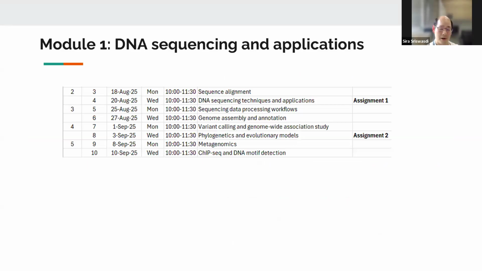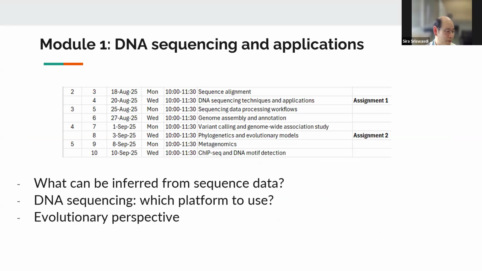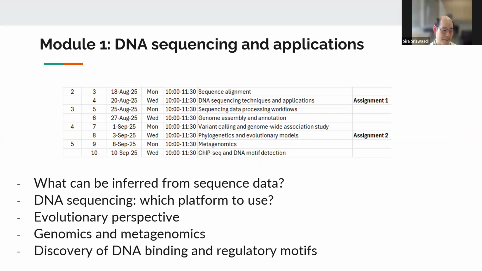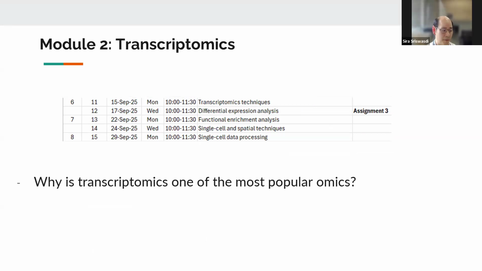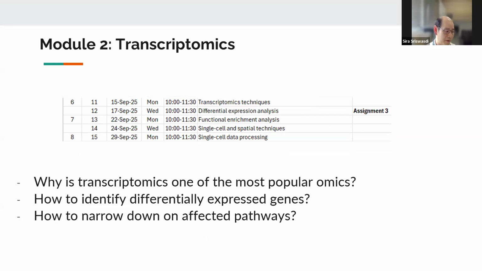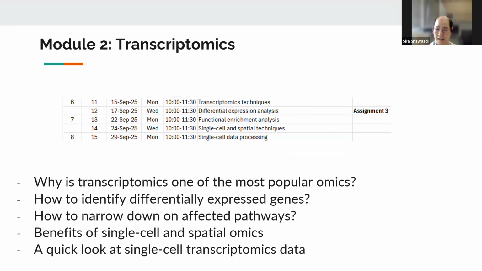Okay. So this year we're going to have 4 modules, so I can go over this quickly. The first module will be about DNA sequencing, about genomics, metagenomics, mostly focusing on DNA. The second module is going to focus on gene expression. We're going to talk about why transcriptomics is very popular and what we can do once we go from bulk transcriptomics to single cell or spatial transcriptomics.